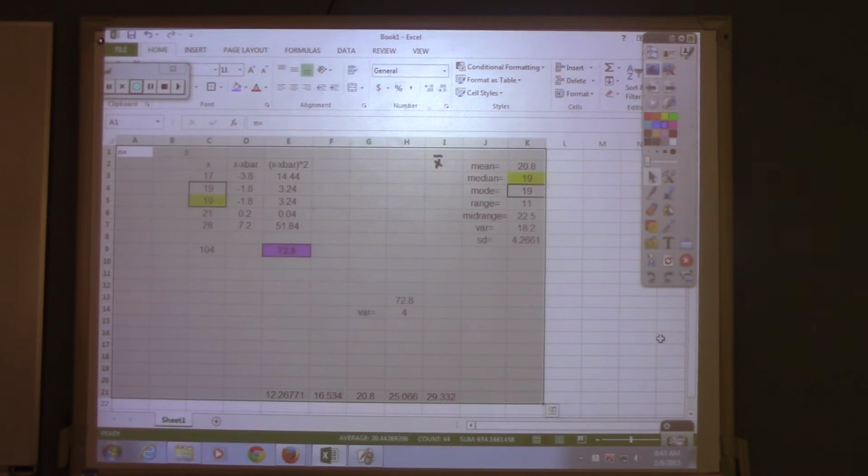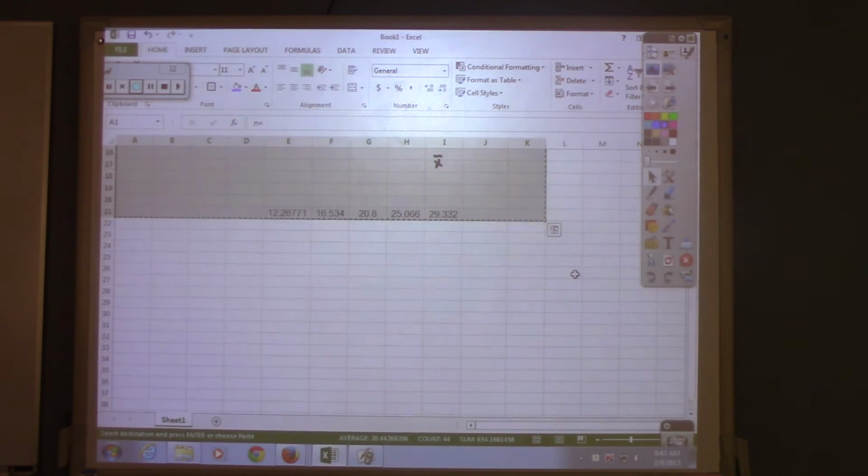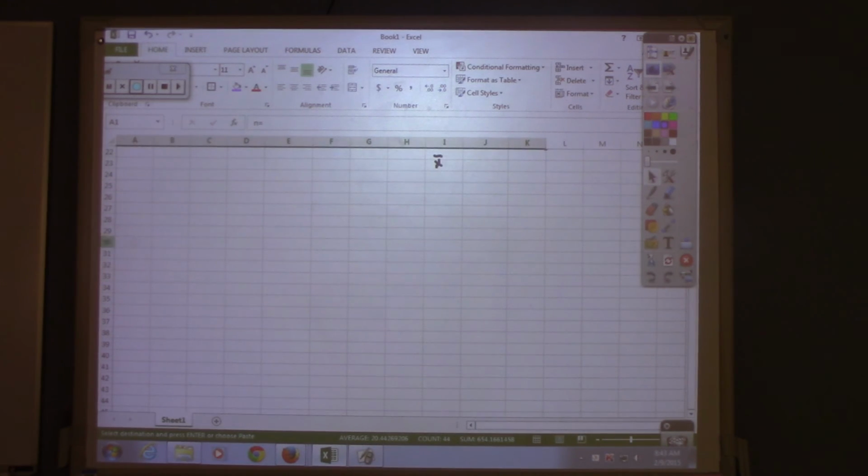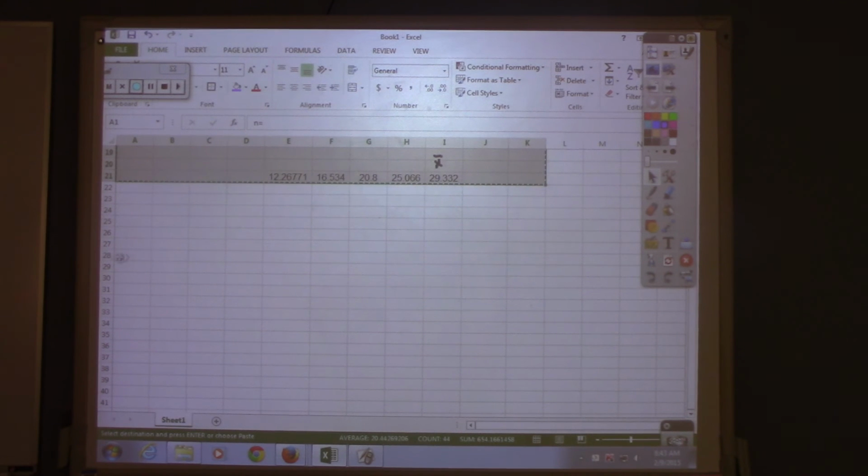Control C. And am I trying to teach y'all something here? Yeah. Control C. I move down. Give yourself plenty of space. Don't put it right on top of each other. Put it right here. Control V. Oops. Finger slip. Oops. Control V.